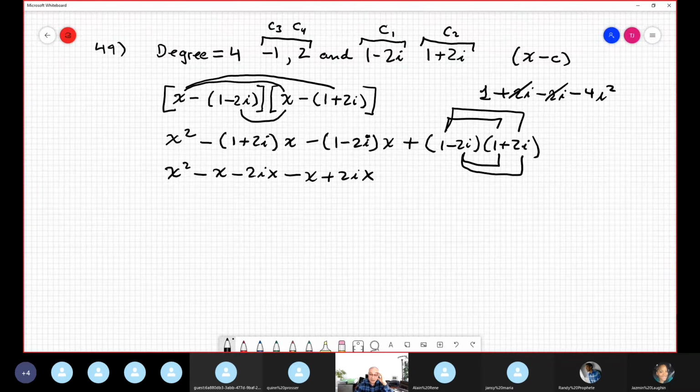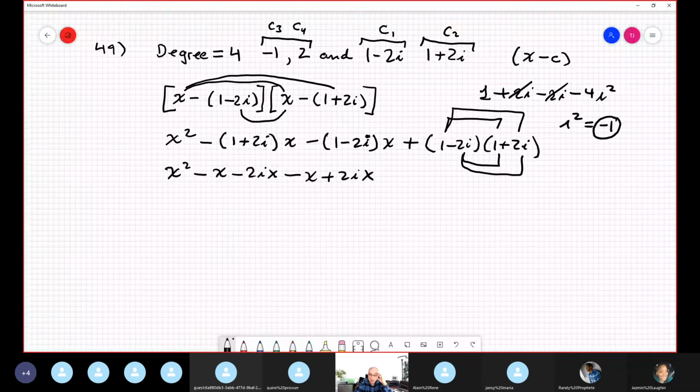When you multiply any complex number times its conjugate, this is a special problem, and the answer is real. So in this case, I know that i squared is negative 1. This negative 1 and this negative 1 become positive. So 1 plus 4 is 5, plus 5. And also, this part is gone. And we combine like terms.